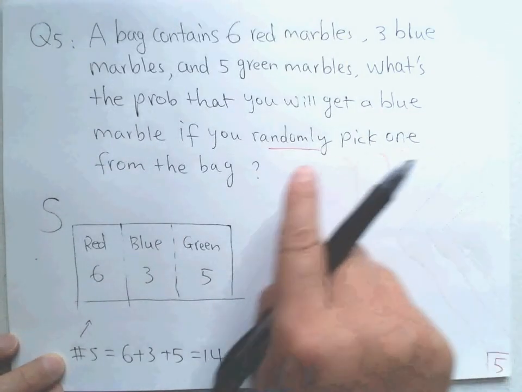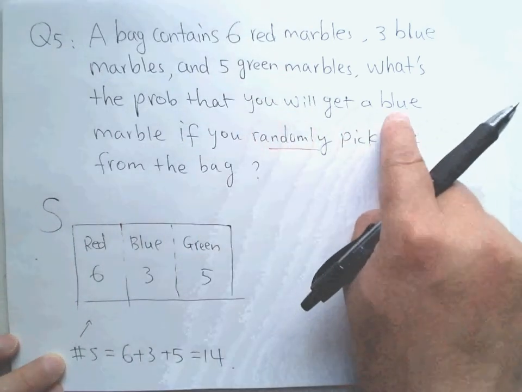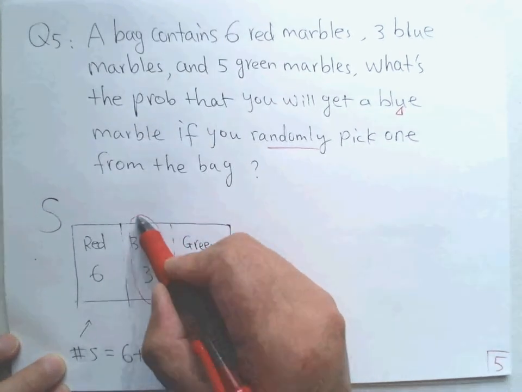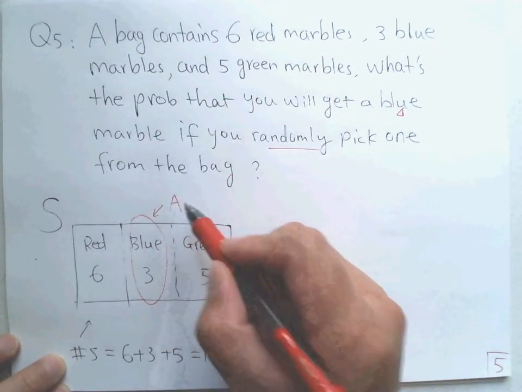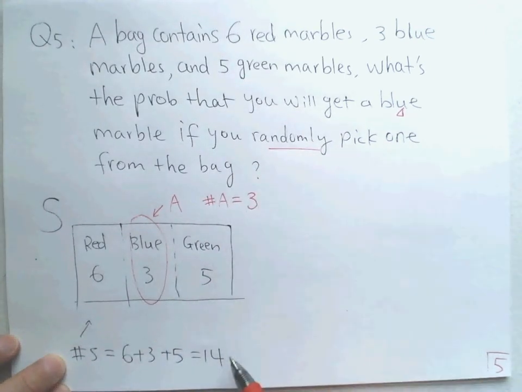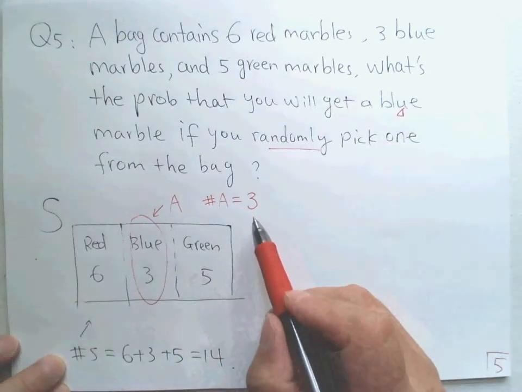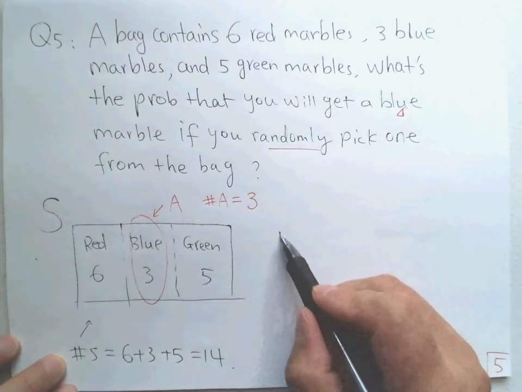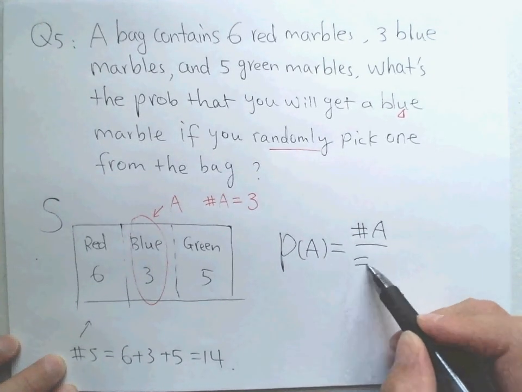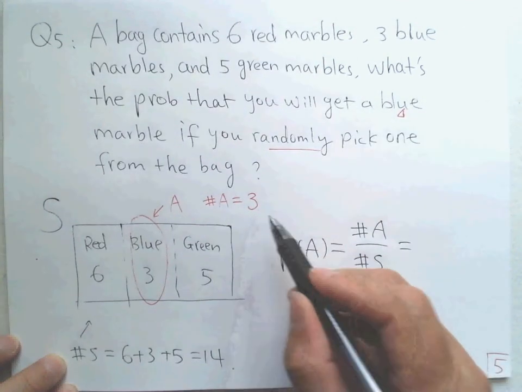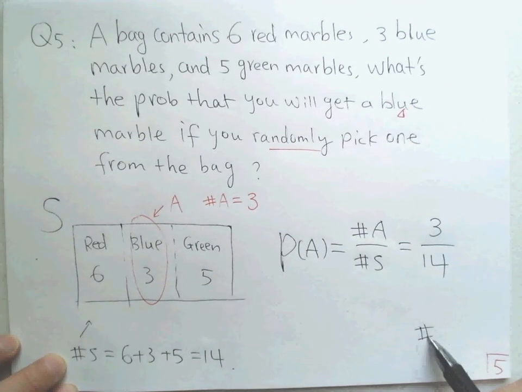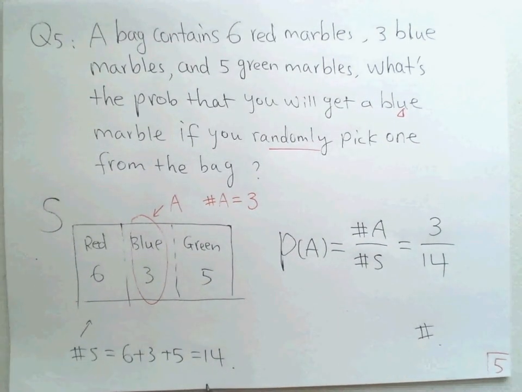Out of 14, you want to randomly pick 1 from the bag to get the blue. So which one is what you want? This one is what you need. This is A. I will count the A. The number in A is 3. Easy to find. So what is the chance? 3 out of 14. The probability, plugging into the formula, is 3 out of the total 14. This is already the simplest. Thank you.